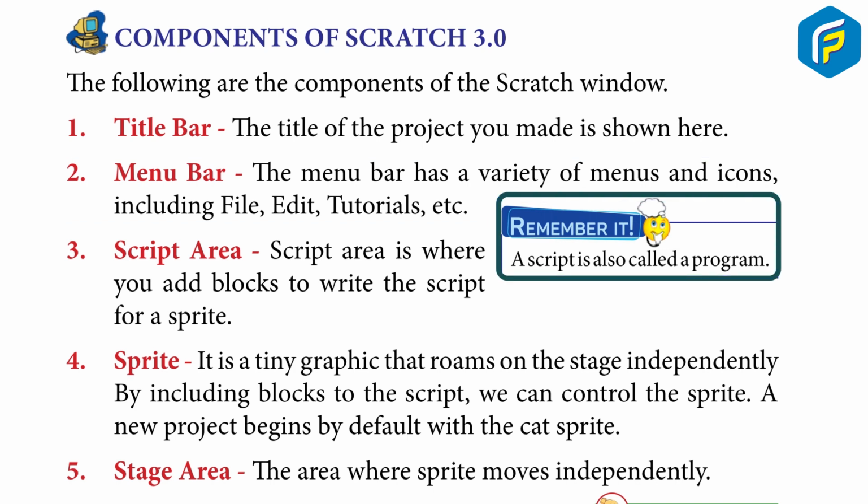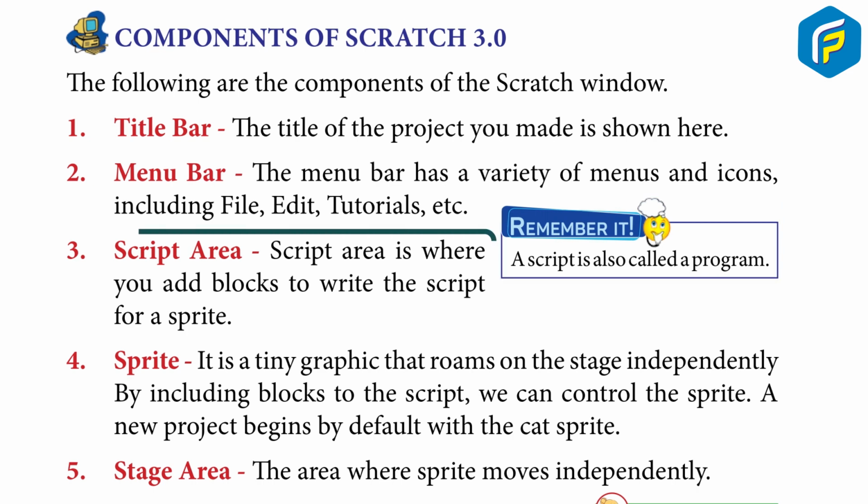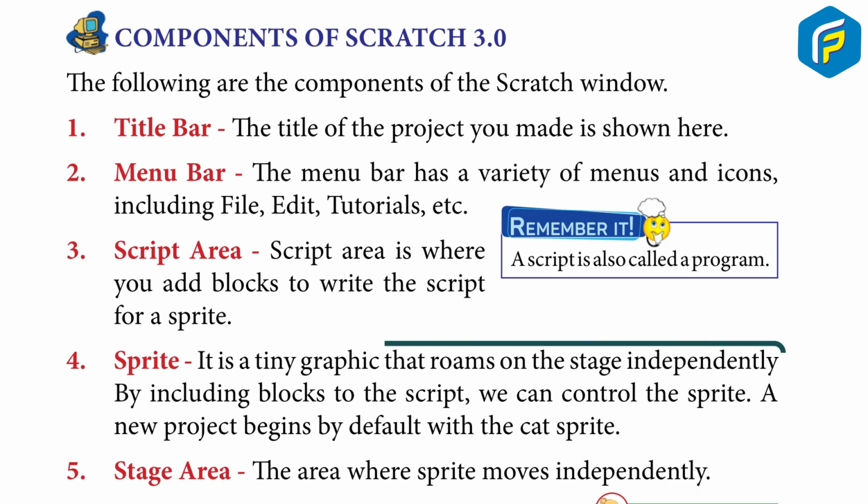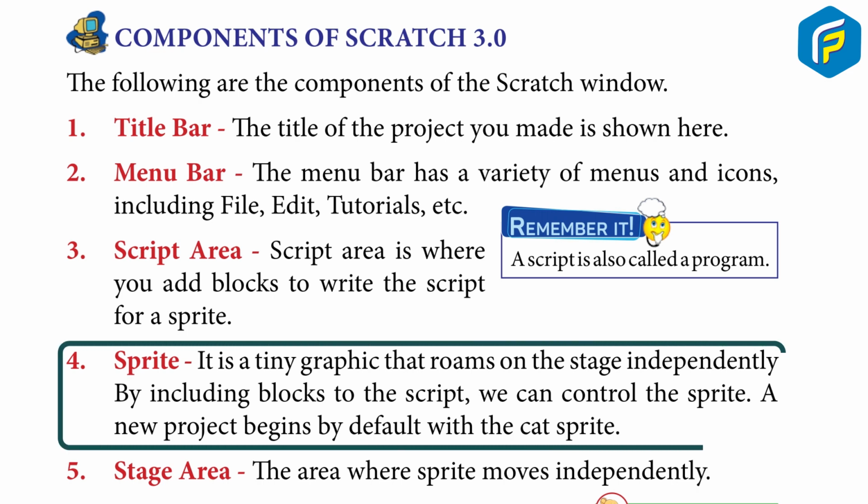Remember it! A script is also called a program. 3. Script area. Script area is where you add blocks to write the script for a sprite. 4. Sprite. It is a tiny graphic that roams on the stage independently. By including blocks to the script, we can control the sprite. A new project begins by default with the cat sprite.